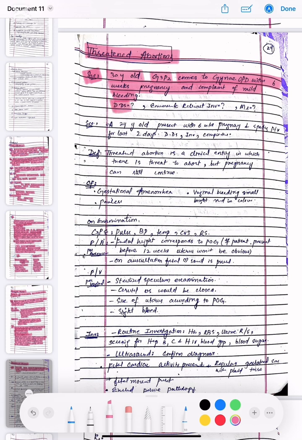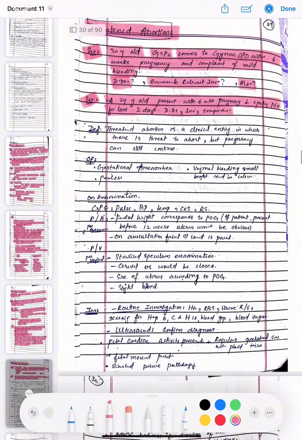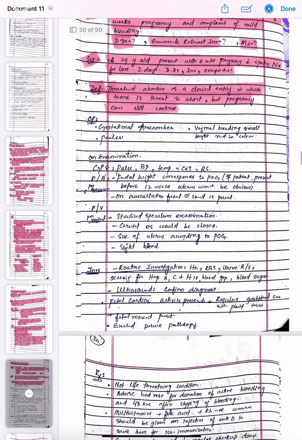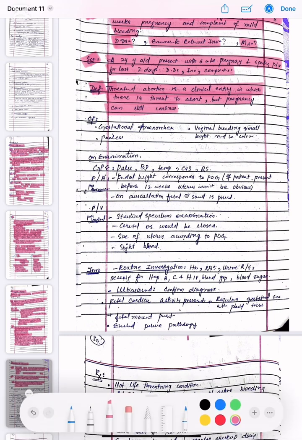So what are the differential diagnoses? Enumerate the relevant investigations and the management. Another scenario is that there is a 24-year-old present with 6 weeks pregnancy and spotting PV for last 2 days. So what are the differential diagnoses, the investigations, and complications? The definition of threatened abortion is that it is a clinical entity in which there is threat to abort but pregnancy can still continue. The clinical features are gestational amenorrhea, vaginal bleeding, small, bright red in color, and it is painless.